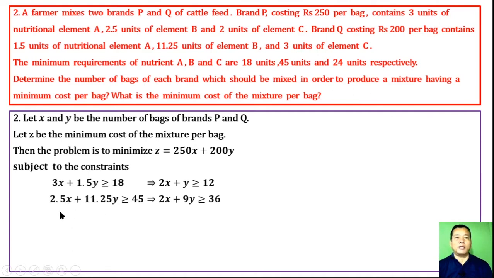amokhanasi mahakidi 2.5 units B yawe aduga x unit study 2.5 x plus asumna 11.25 times y, so this should be greater than equal to minimum requirement the 45 units ni simplified toroga si phangani. For nutritional elements C the twice x plus 3y this should be greater than equal to 24, and x and y should be greater than equal to 0. Hauji phawbadi aikoina equation asigi formulation toba.